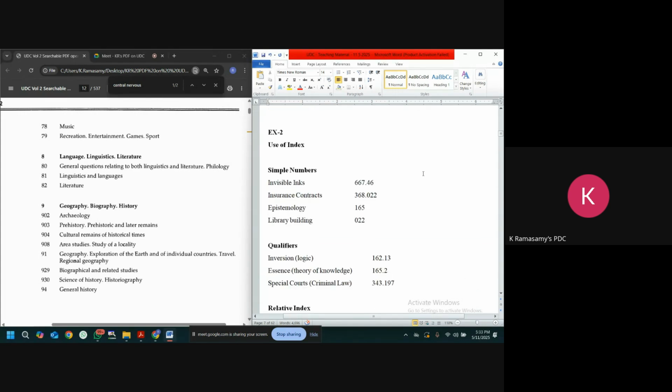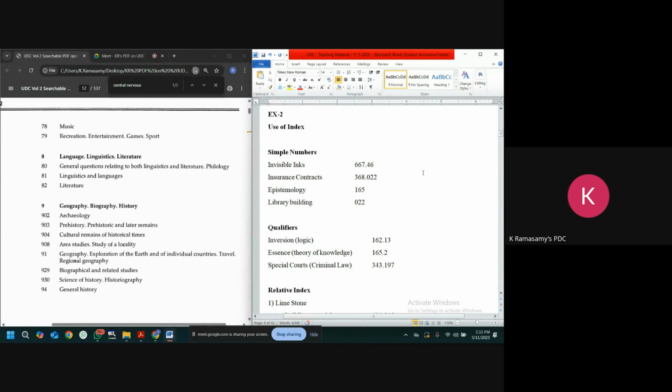Fine. Now, how the entries are arranged, because the UDC index is very, very important. If you know how to make use of the index, the whole process becomes very, very simple in UDC, because UDC is very free, very simple to understand, very easy to construct numbers. So let us know how entries in the alphabetical index, volume 2 of UDC, are arranged. First of all, there are some numbers called simple numbers.